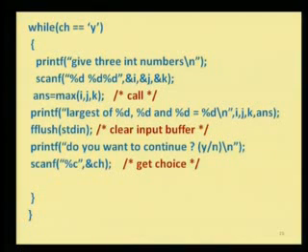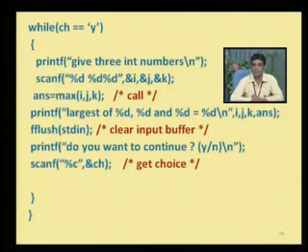Then in the next section, while ch equals 'y', that is, when the value of character equals 'y', the loop is entered. In the printf, we give three integer numbers. Scanf, by inputting the values i, j and k, the answer equals max(i, j, k). There is a call here. What is the call? A function with arguments that returns a value.